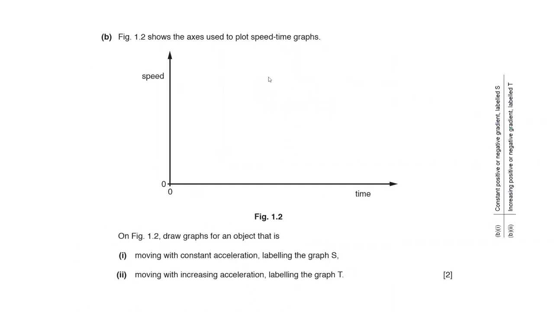Another similar question, but this time you have a speed time graph. You have to draw a graph, so use the screen annotation and complete this graph for an object moving at a constant acceleration and label that as S. Speed time graph for constant acceleration.